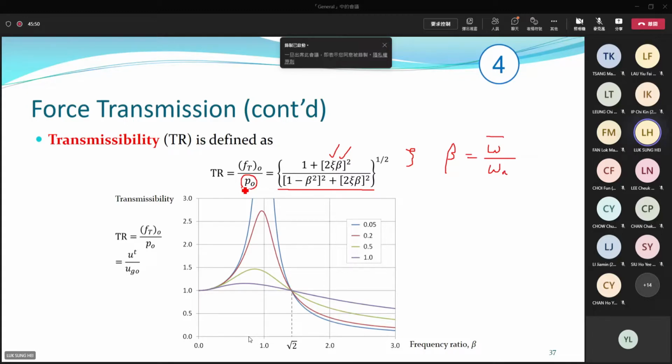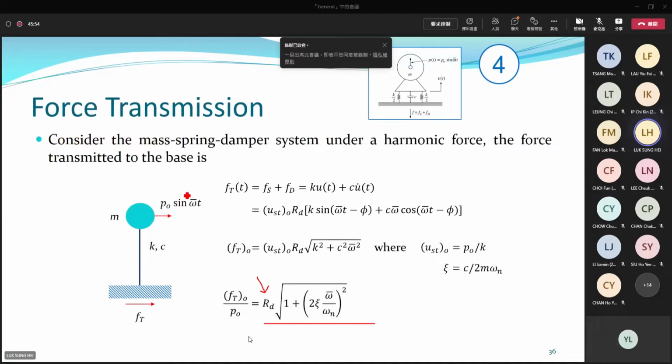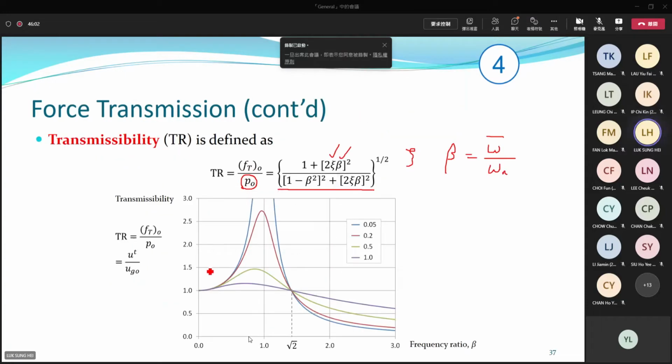P0 is the force amplitude, right? The force amplitude, the applied loading amplitude, right here. Suppose you can evaluate the applied force amplitude, you should have some way to evaluate P0. So by using this equation, the total force is equal to TR times the applied force amplitude. Then you can estimate directly how much force will be transmitted at the ground level, at the support level. Okay, we call it transmissibility.